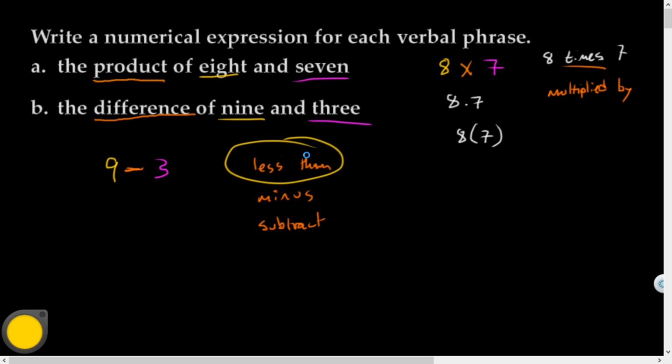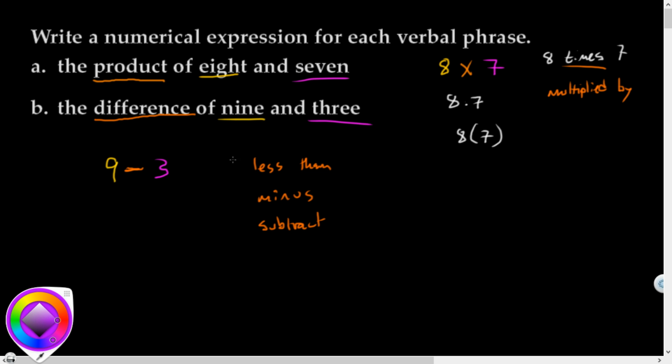So let's see, subtract. For the less than phrase, the order I write that in would actually matter as well. I would actually have to say the following. I'd say 3 less than 9.